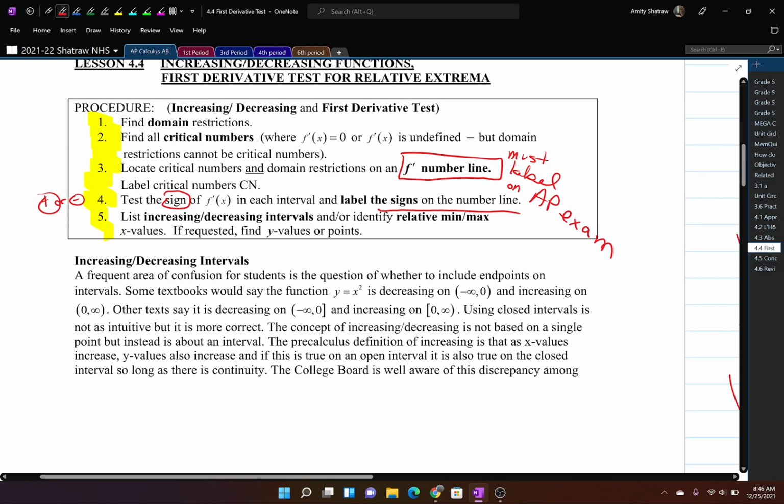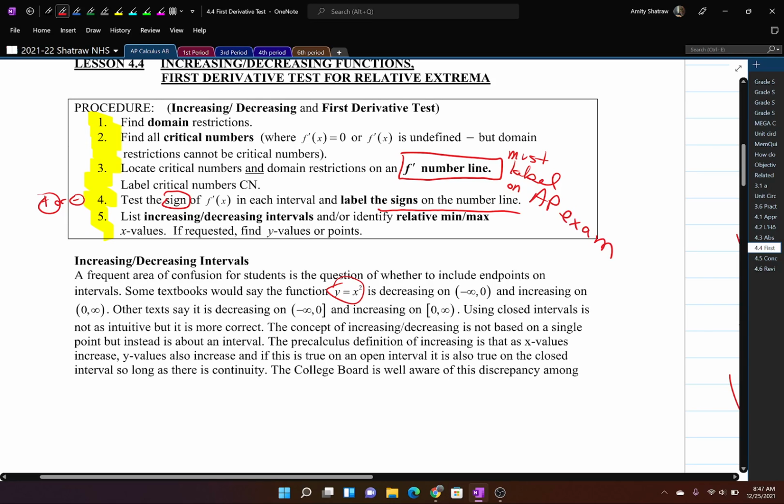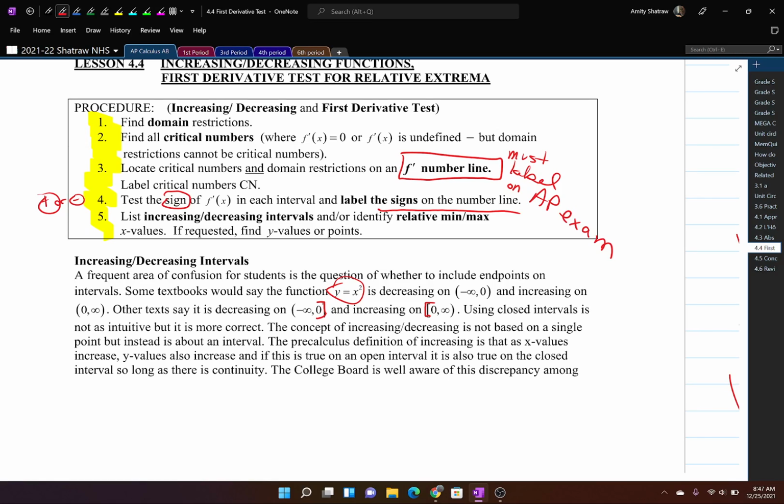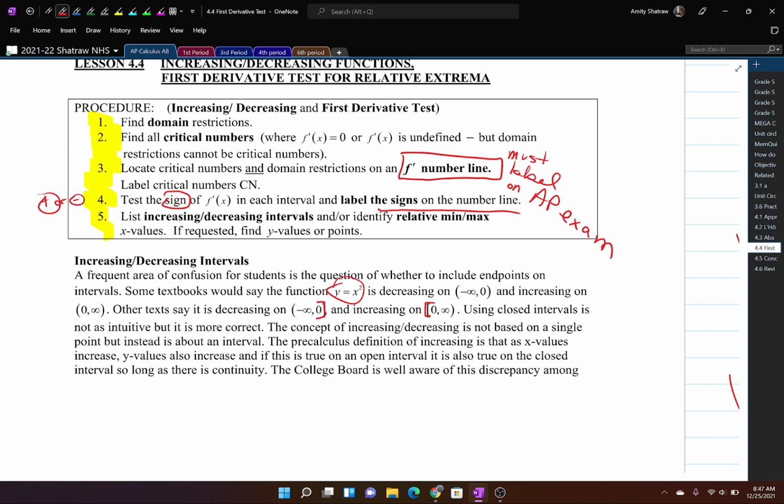Let's get to it. The frequent area of confusion for students is the question of whether or not to include endpoints on intervals. Some textbooks would say that my basic parabola is decreasing on a particular interval and increasing on the other interval. Others say that it is increasing or decreasing on these kind of intervals. Using closed intervals is not as intuitive, but it is more correct. The concept of increasing and decreasing is not based on a single point, but is instead about an interval. The pre-calc definition of increasing is that as x values increase, y values also increase, and that if this is true on an open interval, it is also true on the closed interval, as long as there is continuity.